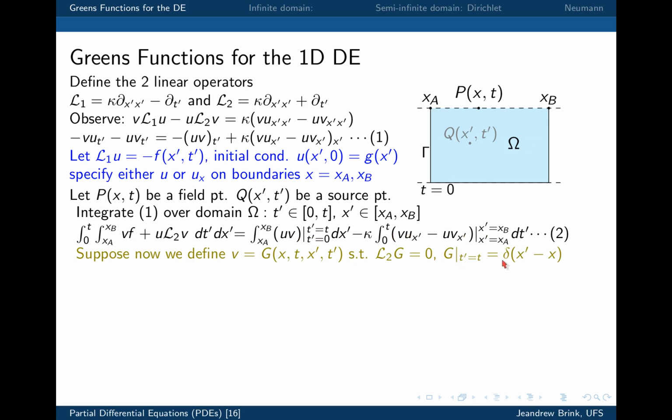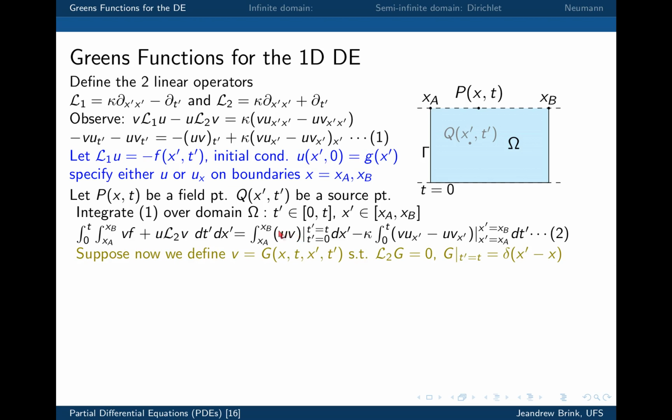So what this thing means is that we have to evaluate G over there at t prime equals t, and it's the integral over x. So if we have v equals G being equal to the delta function at x prime minus x, that basically just means that we have u evaluated at x over there. So there we've got out the actual value of the function we're interested in.